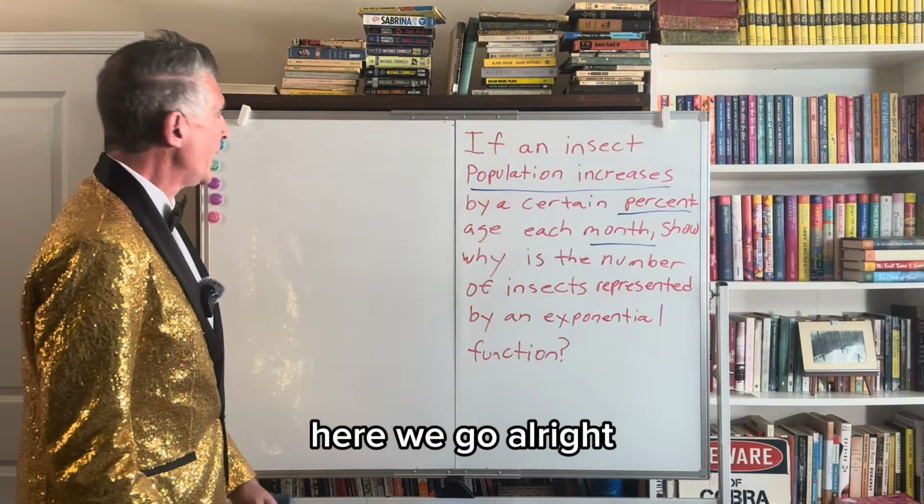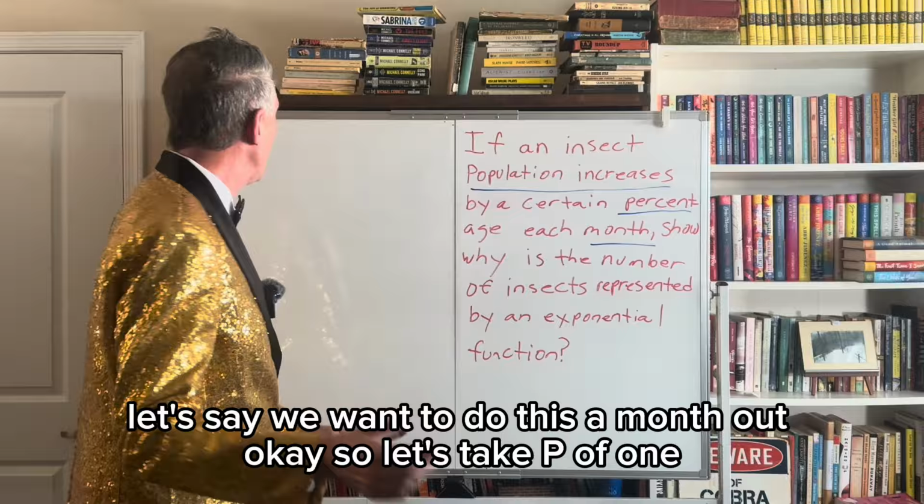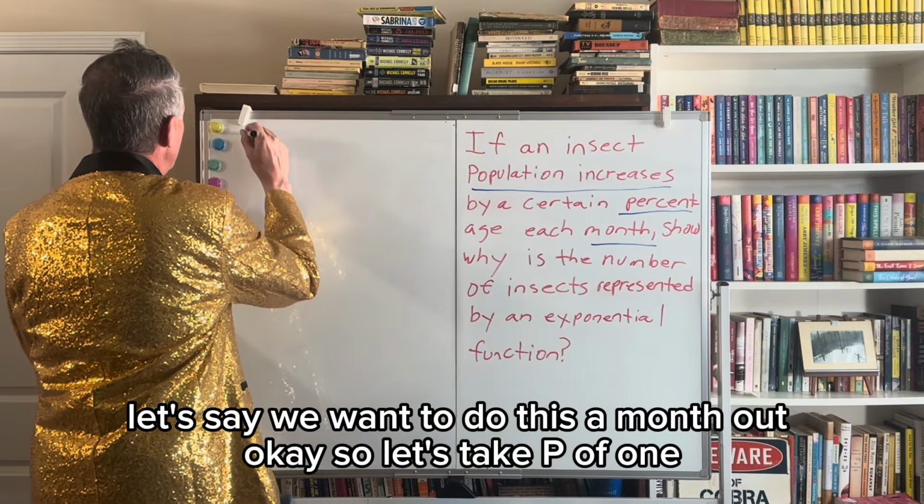Here we go. All right, so something you might see more formal in a calculus textbook would be, let's say we want to do this a month out, okay? So let's take P of 1.